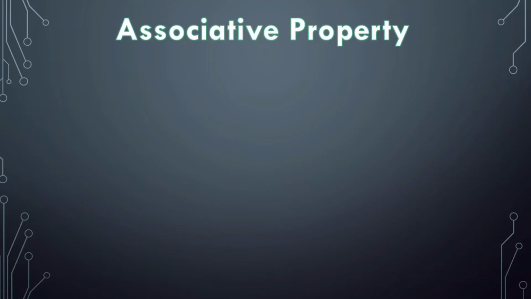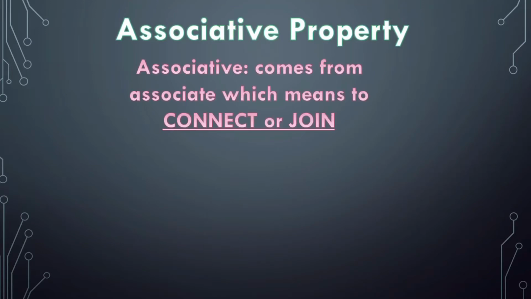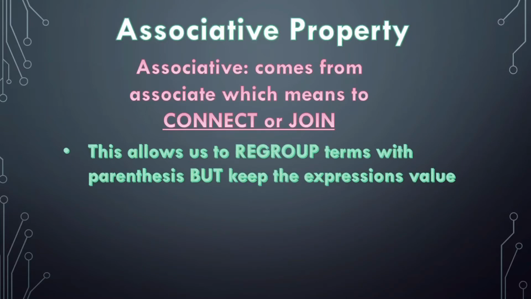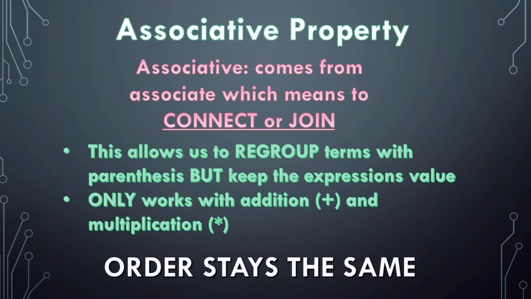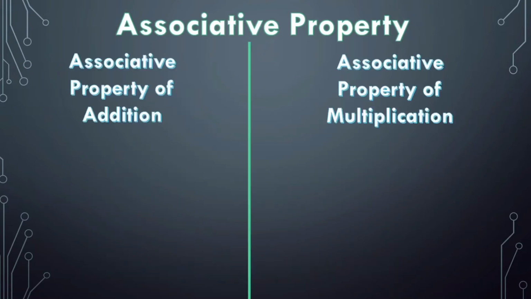Our next property is the associative property. This property comes from join or connect when you associate, okay? So it allows us to regroup terms, with parentheses, but again, the value stays the same. It also works only with addition and multiplication. Now, with this, order is going to stay the same. If order changes, it was the commutative property. What changes here with associative is the groups when the parentheses move. So here's what that looks like.